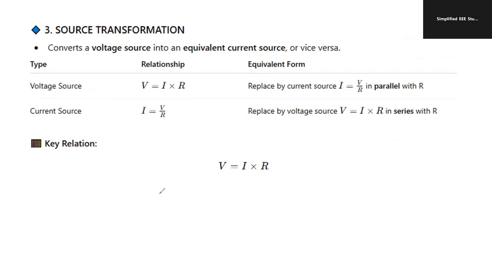The peculiarity of source transformation is this: suppose I have a voltage source with a series resistance connected to it. For the sake of simplicity, I can draw a current source in parallel with the resistance, because we are not changing the value of the resistance. This rule is known as voltage to current transformation.